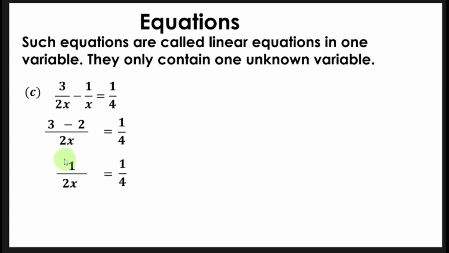Then notice now that we have a single fraction, and this fraction has our unknown variable that we want to find. So now we cannot solve it until we clear out the fraction. So what we'll do is introduce cross multiplication, where we'll cross the numerator on the left side with the denominator on the right side, and then the denominator on the left side with the numerator on the right side.